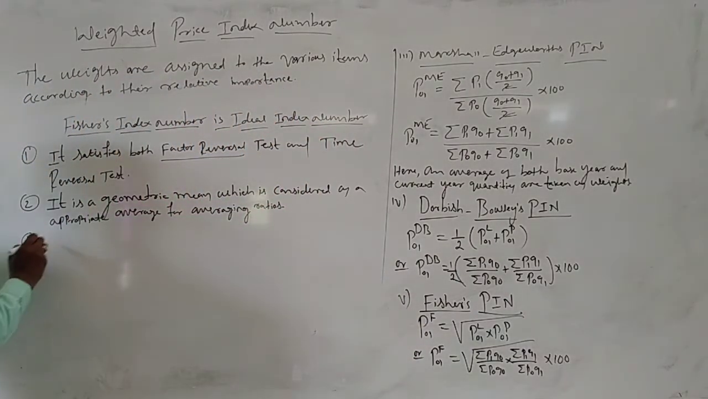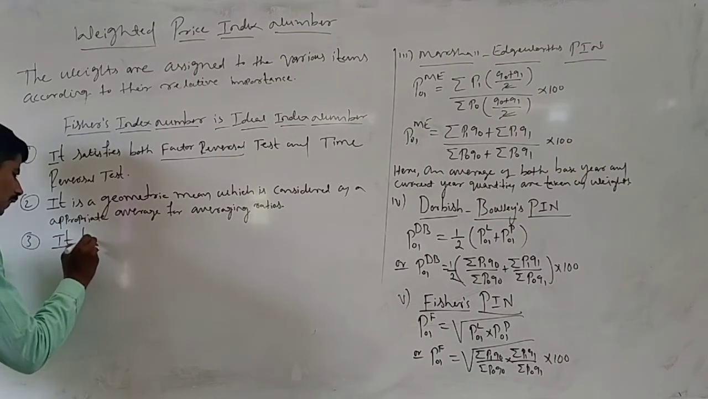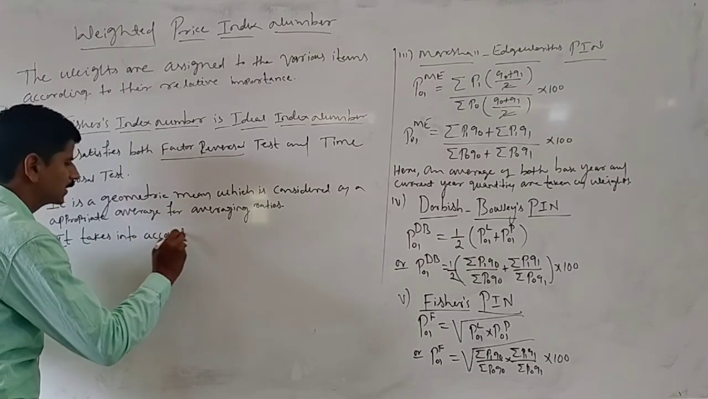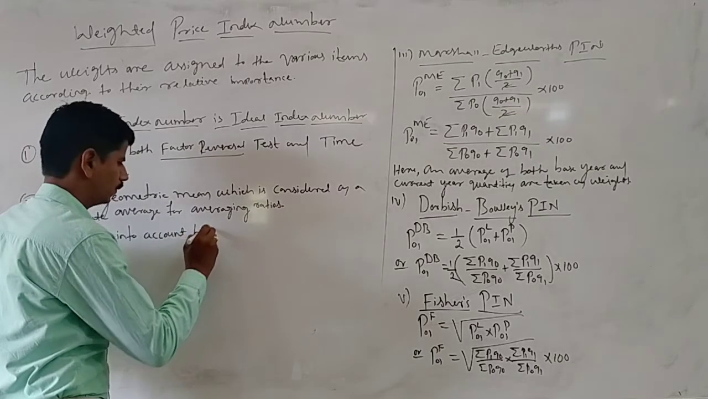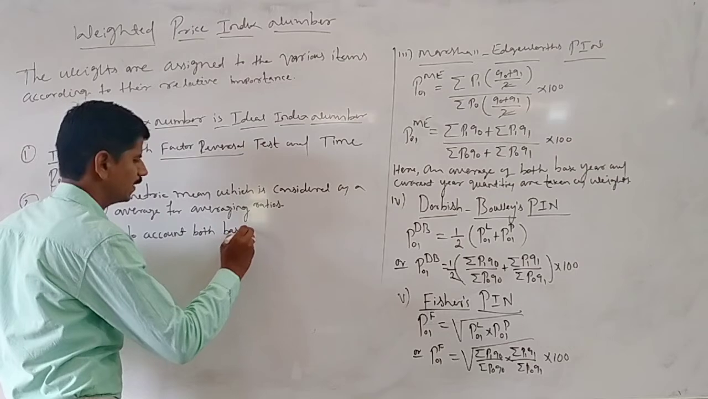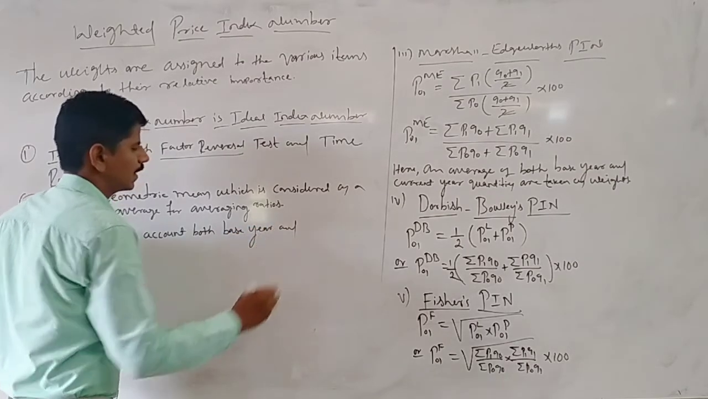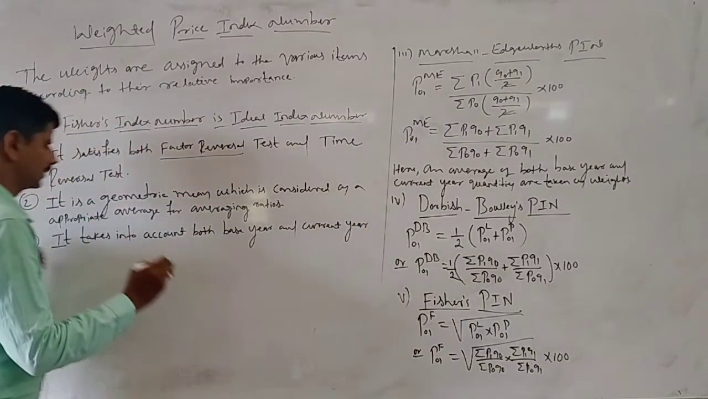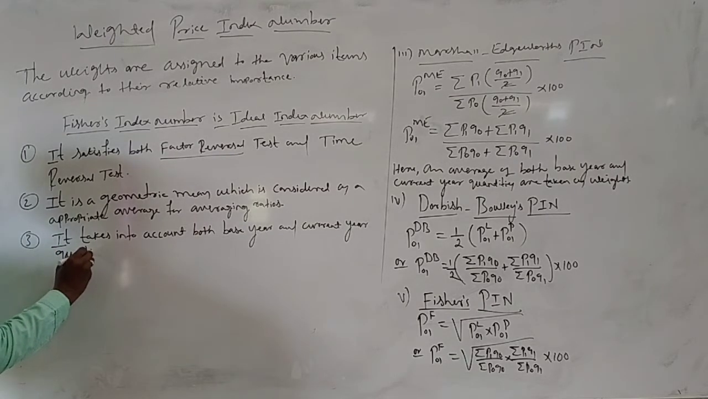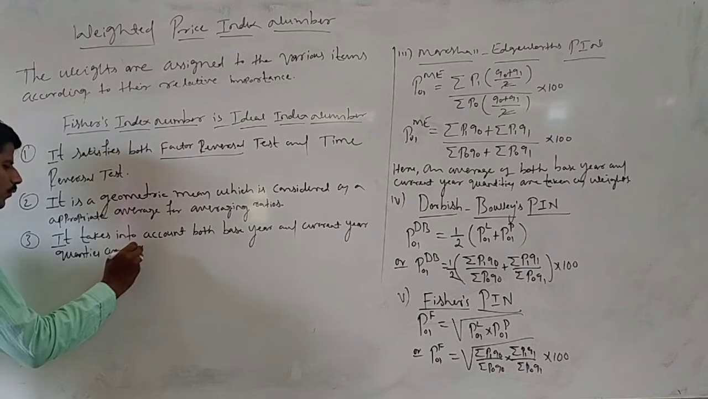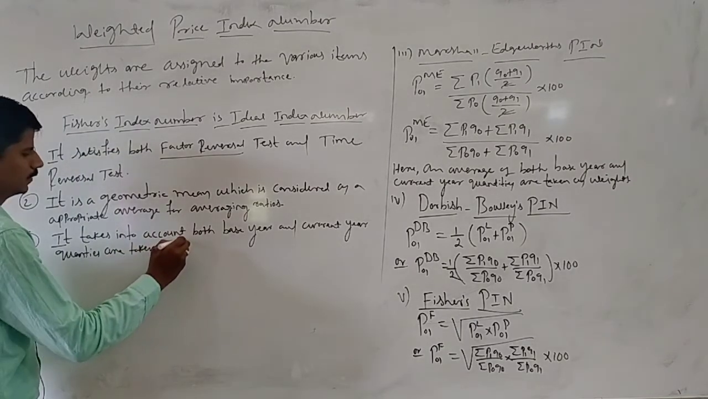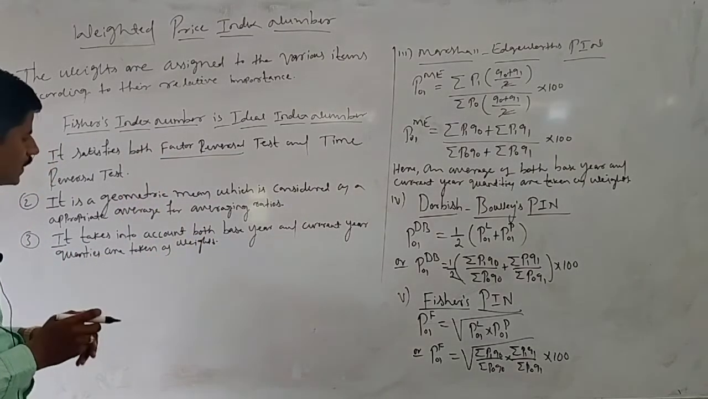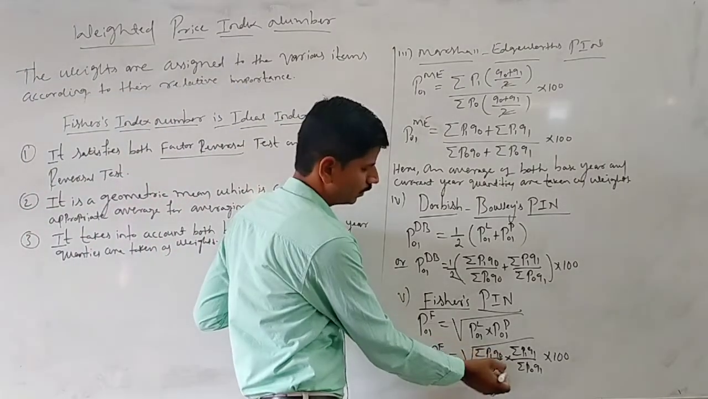Third, it takes into account both base year and current year quantities are taken as weights. See here, I am using here Q0 and Q0, Q1 and Q1.